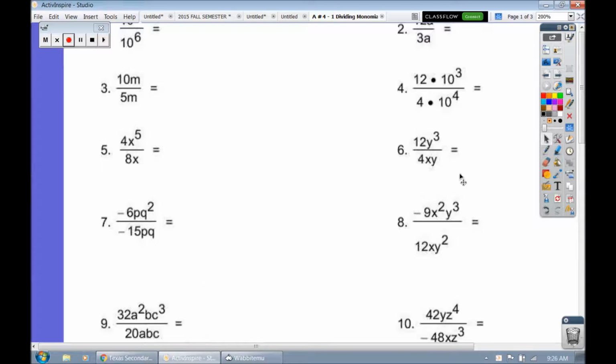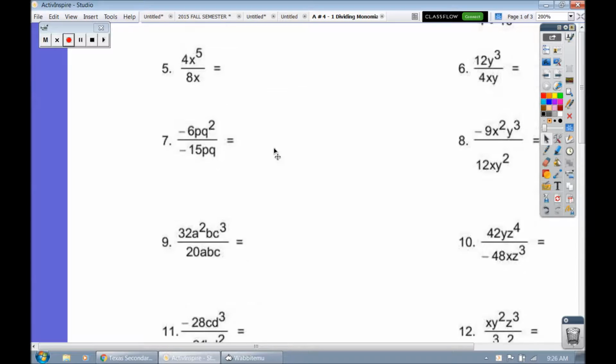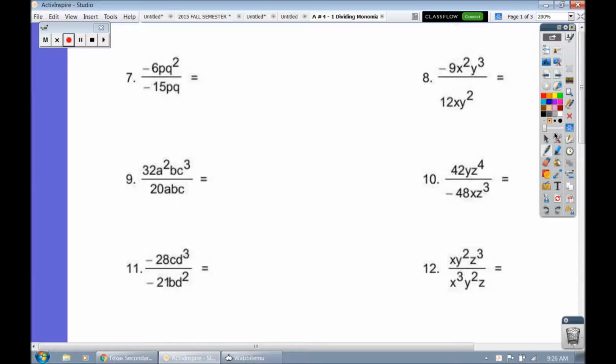Let's try another one here. Look at number 7. So we're getting into some negatives, and that's all right. Just remember your rules for negatives. Start with your number. Negative 6 divided by negative 15.